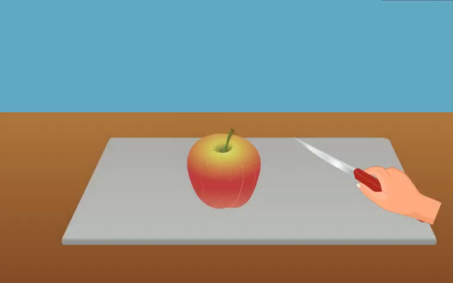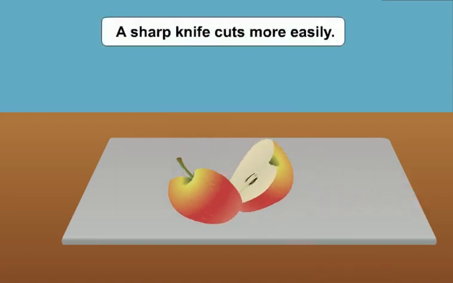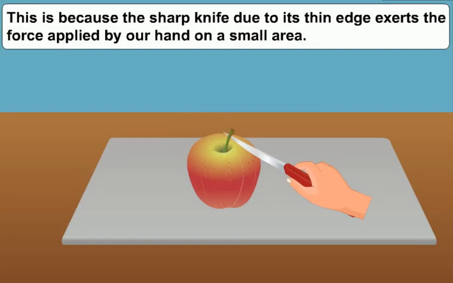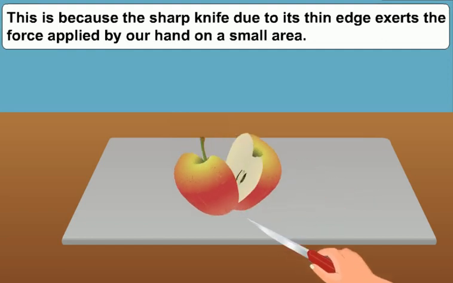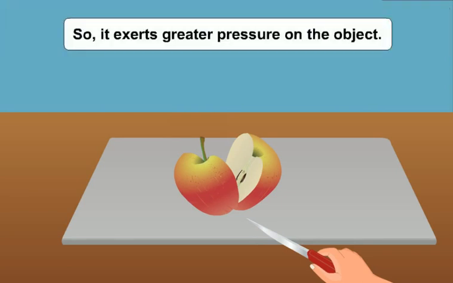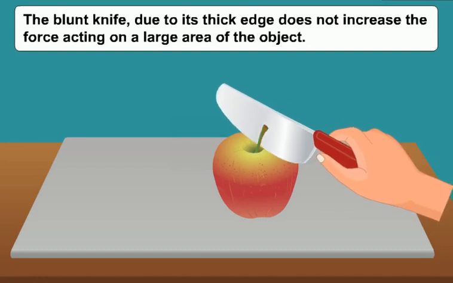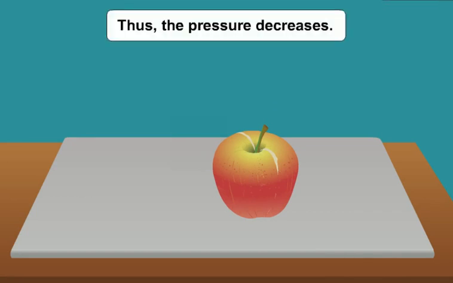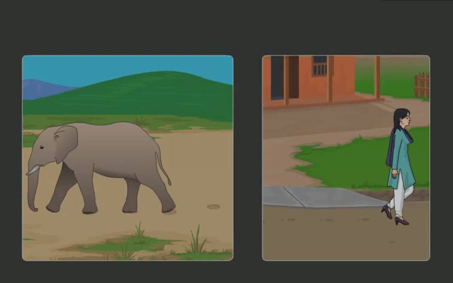Let us take one example. We know that a sharp knife cuts more easily. Surely, a sharp knife cuts more easily than a blunt knife. This is because the sharp knife, due to its thin edge, exerts the force applied by our hand on a small area. So, it exerts greater pressure on the object, whereas the blunt knife, due to its thick edge, doesn't increase the force acting on a large area of the object. Thus, the pressure decreases.